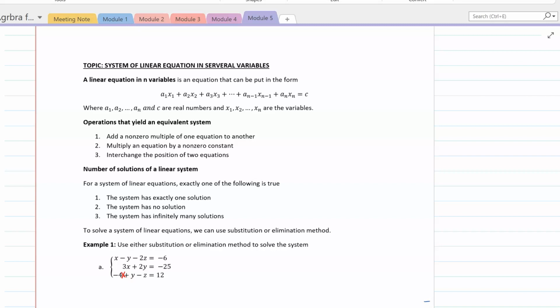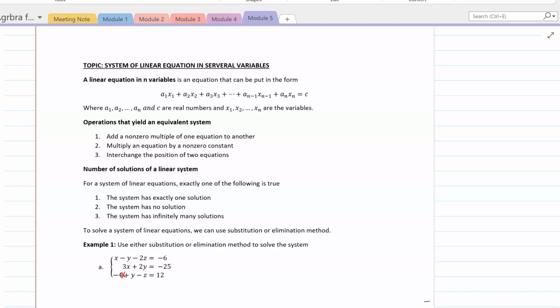system of linear equations. You can add a non-zero multiple of one equation to another. This means you can multiply one equation by a number, say 3, and then add it to one of the other equations that is available. Or you can also multiply an equation by a non-zero constant. You can interchange the position of two equations.